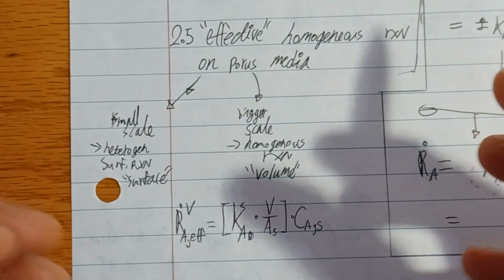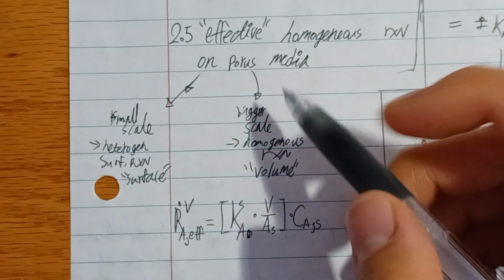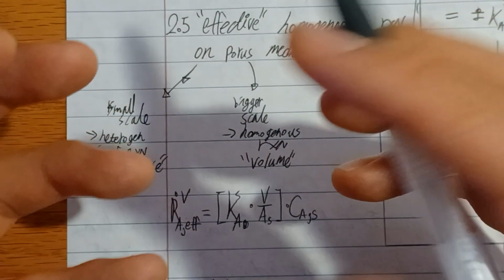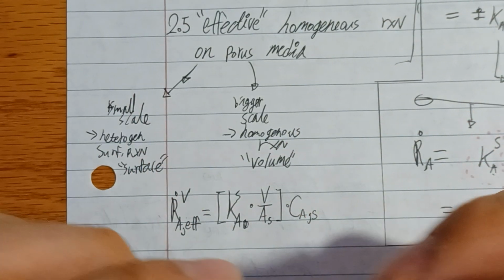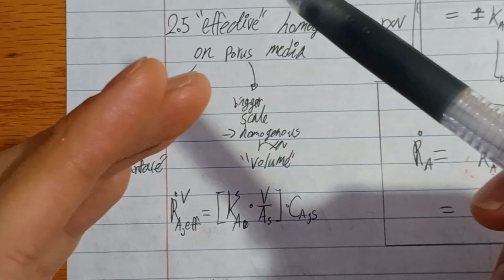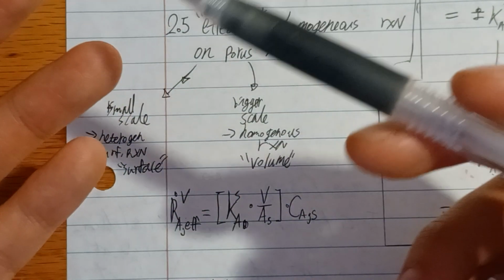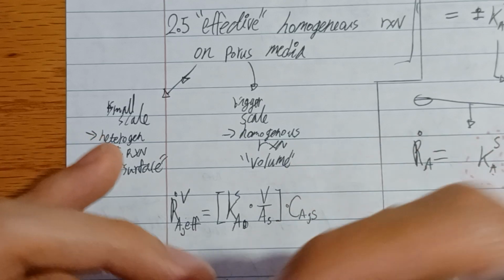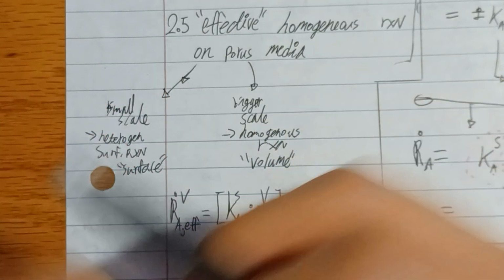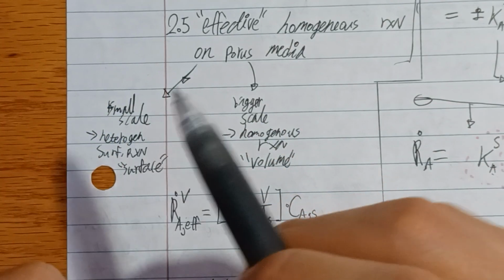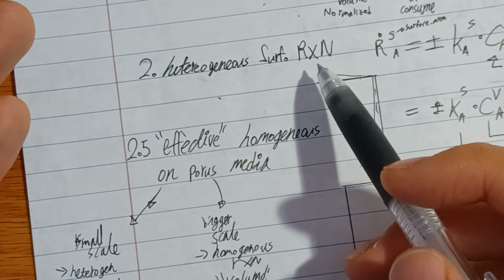But if you look at a reaction within a porous media on the small scale, we can try to determine the surface area of each pore and calculate it, then calculate the porosity, and you sum all those areas up. In that case we would use a heterogeneous surface reaction.